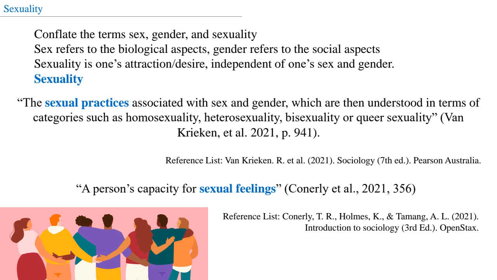Van Cryken refers to sexuality as sexual practices associated with sex and gender, which are then understood in terms of categories such as homosexuality, heterosexuality, bisexuality, or queer sexuality. Connolly refers to it as a person's capacity for sexual feelings.